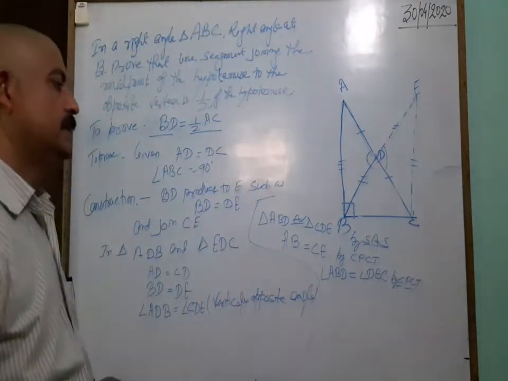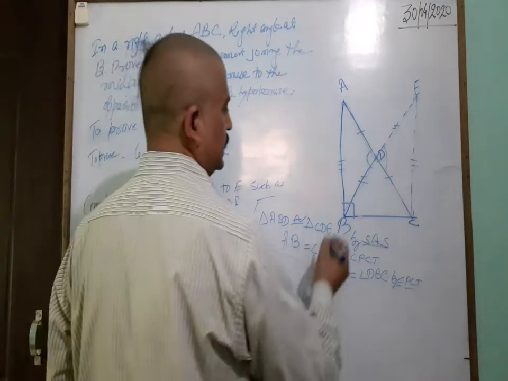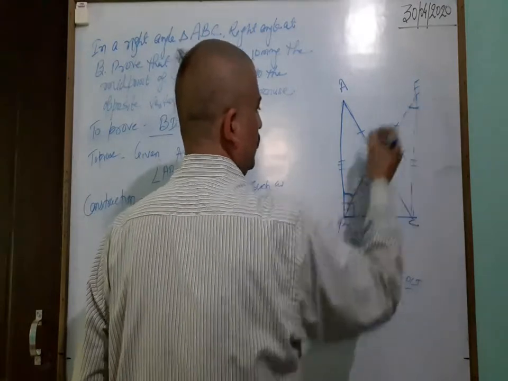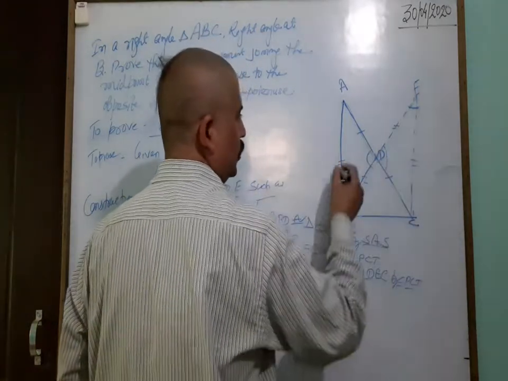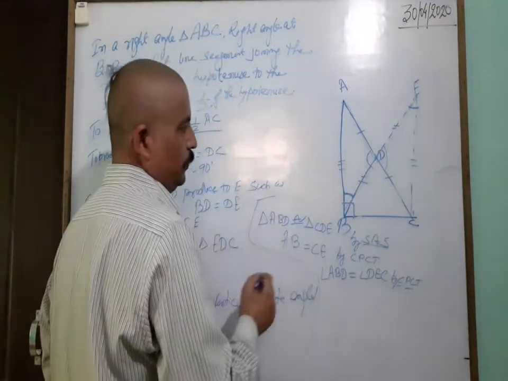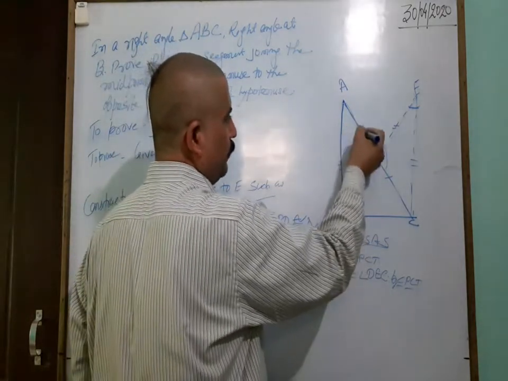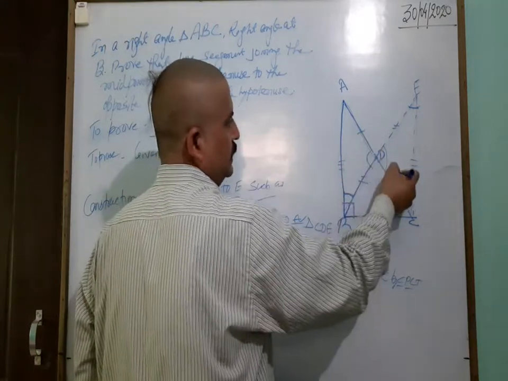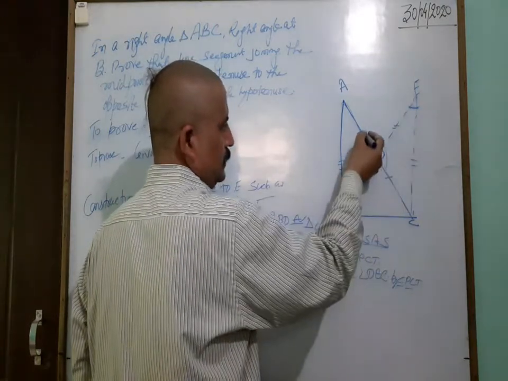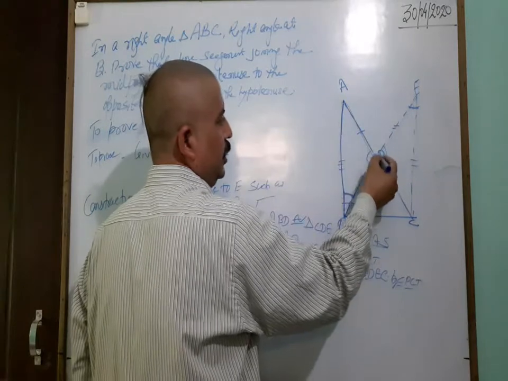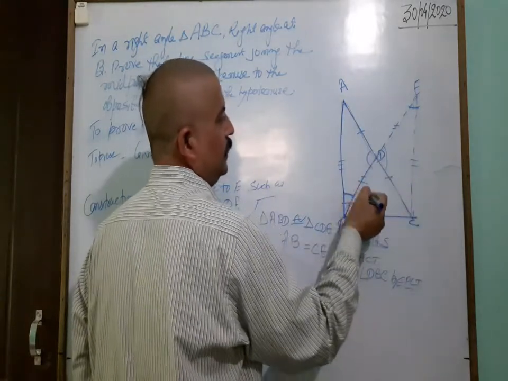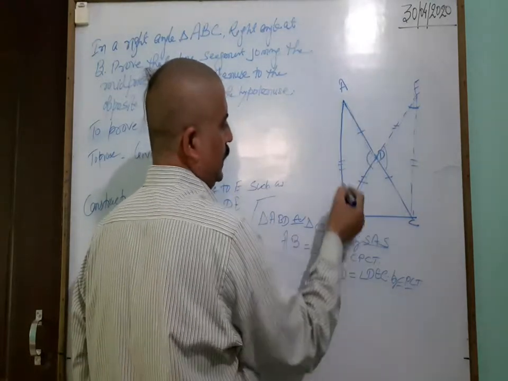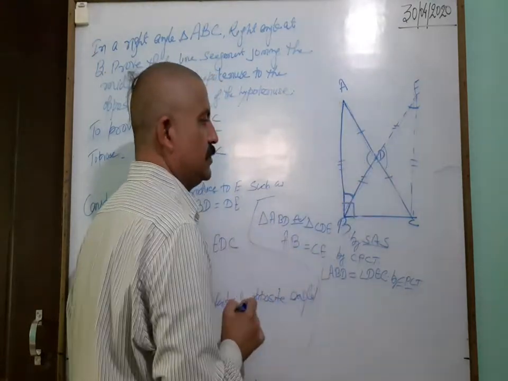So anyone says why that angle and that angle are equal? Because parallel is not given, sir. So look, last day we discussed that the angles opposite to equal sides are equal. AD equals CD, so the angles opposite to those sides, angle ABD equals angle DEC.